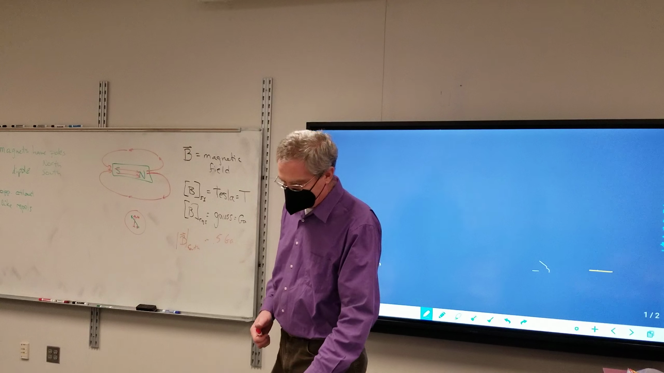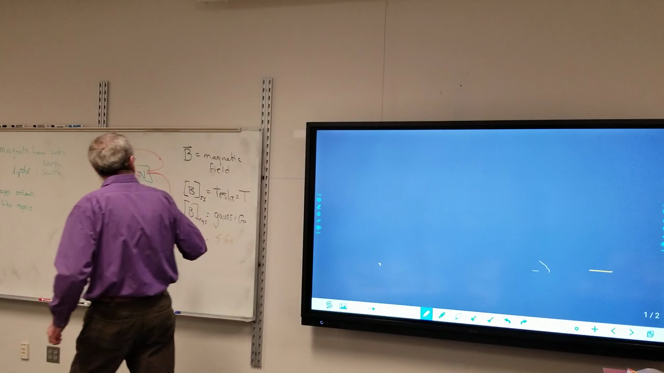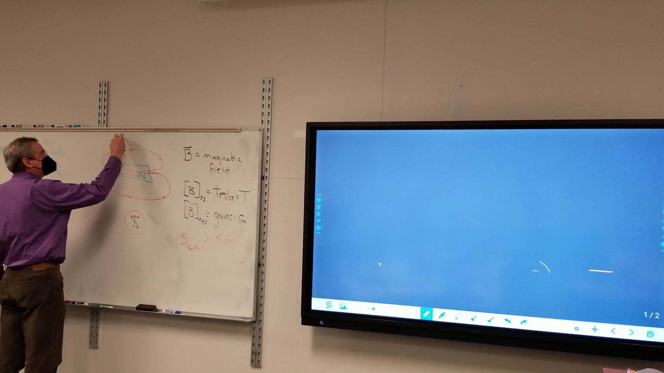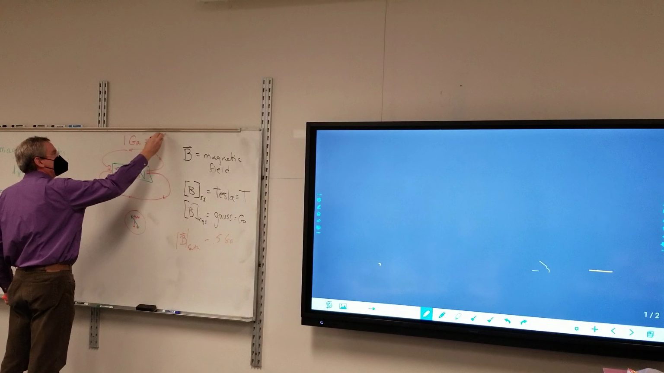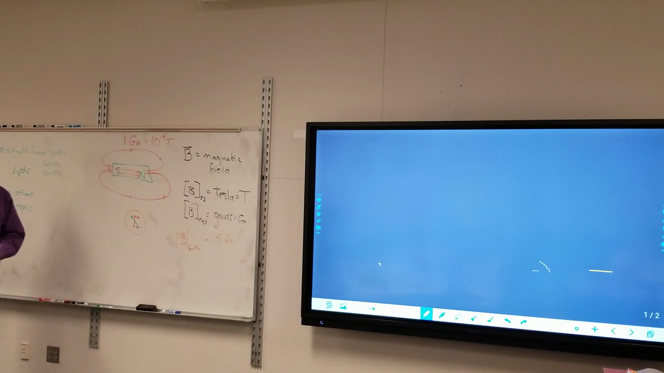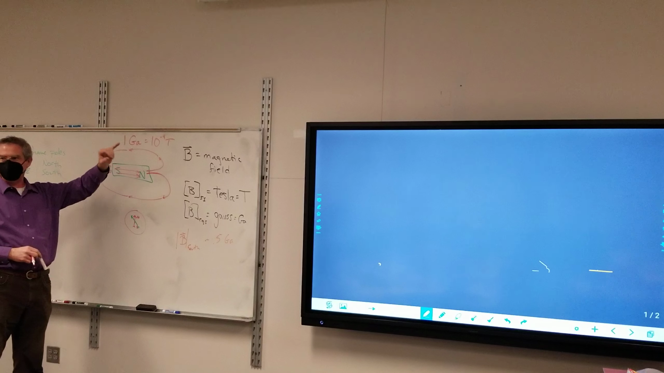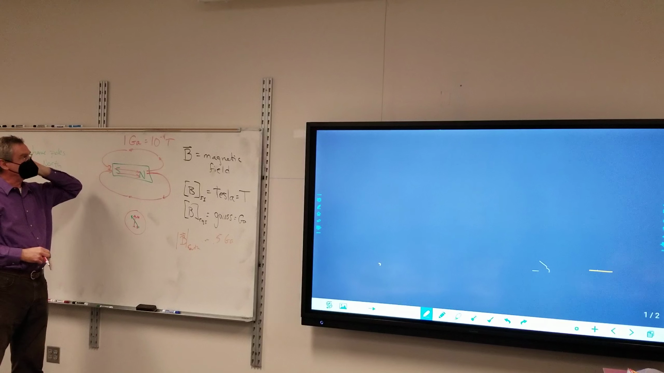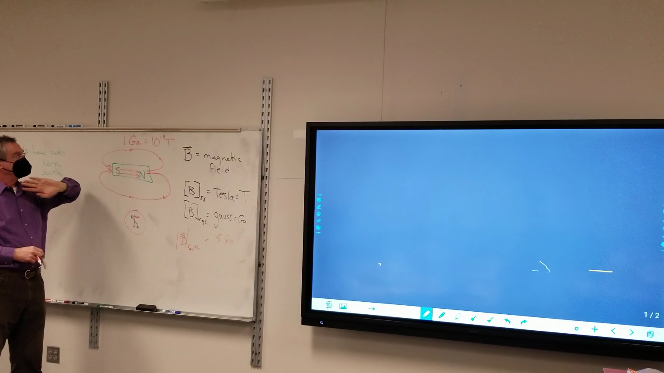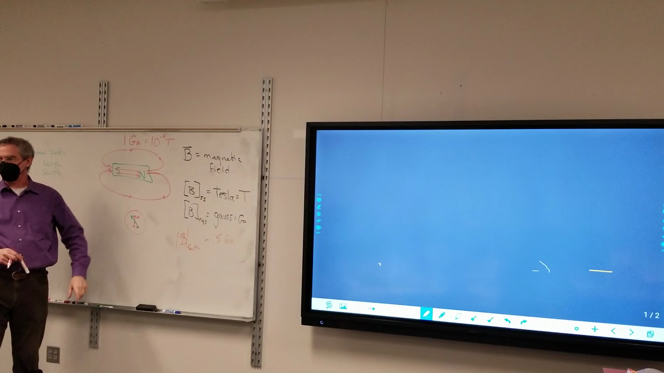Tesla is a significantly larger value. So 1 Gauss is equal to 10 to the negative 4th Tesla. So if you have a 1 Tesla magnetic field, that is pretty darn strong. That 1 Tesla magnetic field would be 20,000 times stronger than the magnetic field of the Earth.